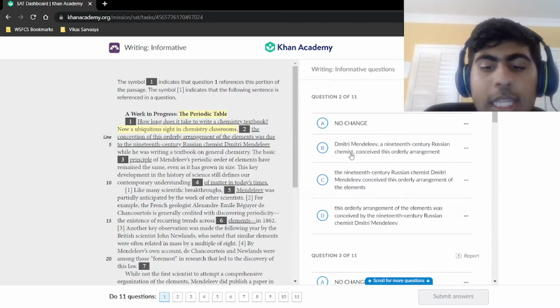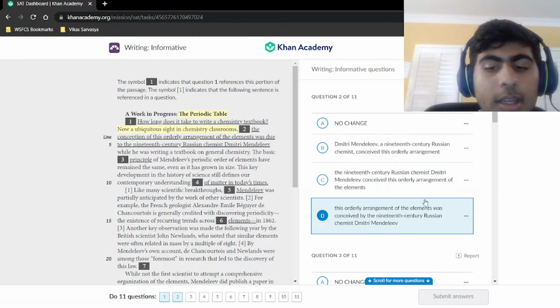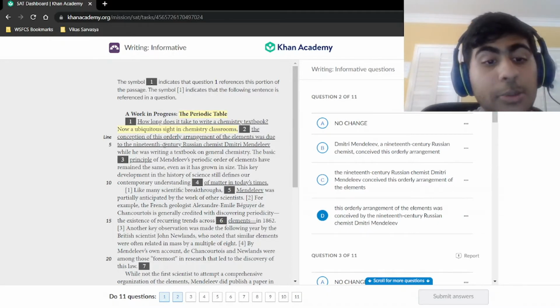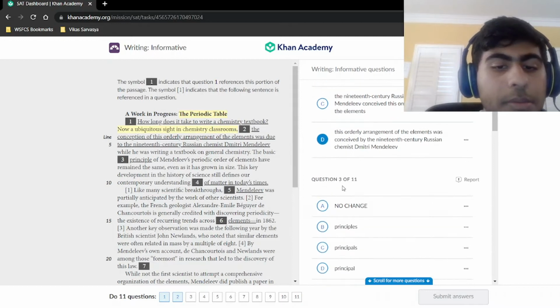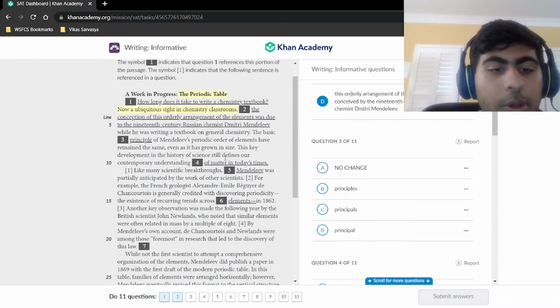All right, so we can see that this seems to be choice D, this orderly arrangement of the elements. That is the periodic table. That's basically saying the periodic table. It's not the chemist himself. It's not Dmitry Mendeleev. It's not the conception of the orderly arrangement. That doesn't work. All right.